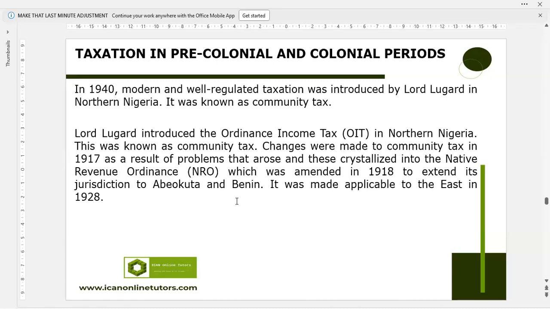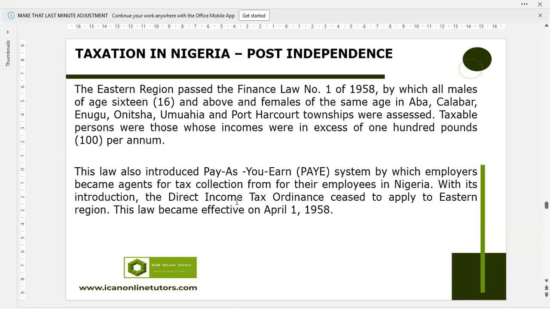Serious one. We know, go agree. You know, they pay tax. Okay, so that happened then. But let's now go to the post-independence. Then it was the Oyinbo people that were introducing those taxes. So where? This place in Nigeria.